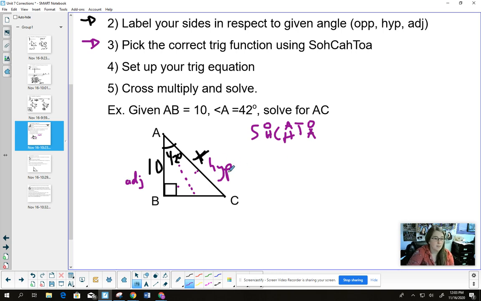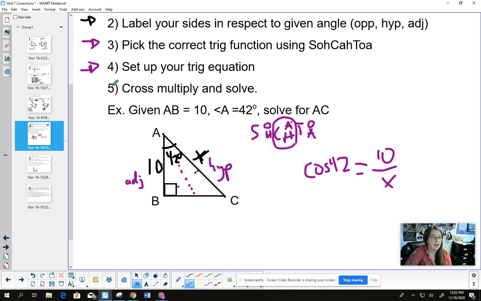So adjacent, hypotenuse, that means we need to use cosine, right? Setting up your trig equation, this may be where you made your mistake. It is always, for regular trig, that the trig function and angle are married together in a normal regular world. Adjacent over hypotenuse, 10 over x. And then once you have your setup, you cross multiply and solve. So again, this may also have been where you made your mistakes.